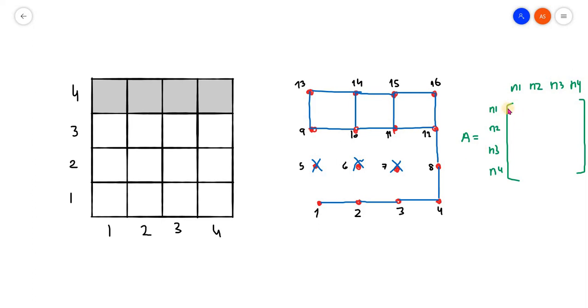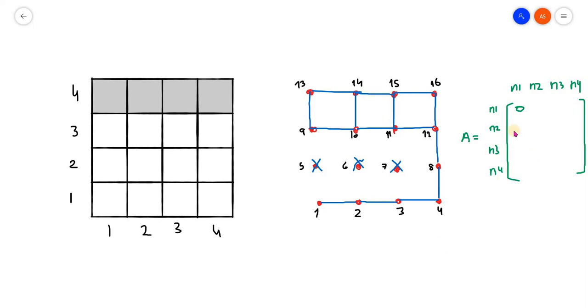Okay, so is there any connection between node 1 and node 1? No. So we put here 0. Is there any connection between node 1 and node 2? Node 1 and node 2 here. I think it's wrong. It's not correct.